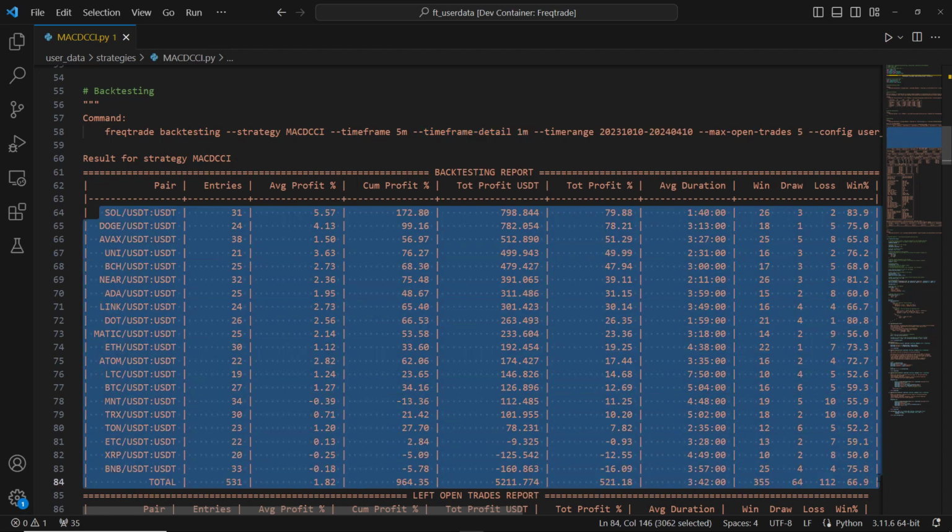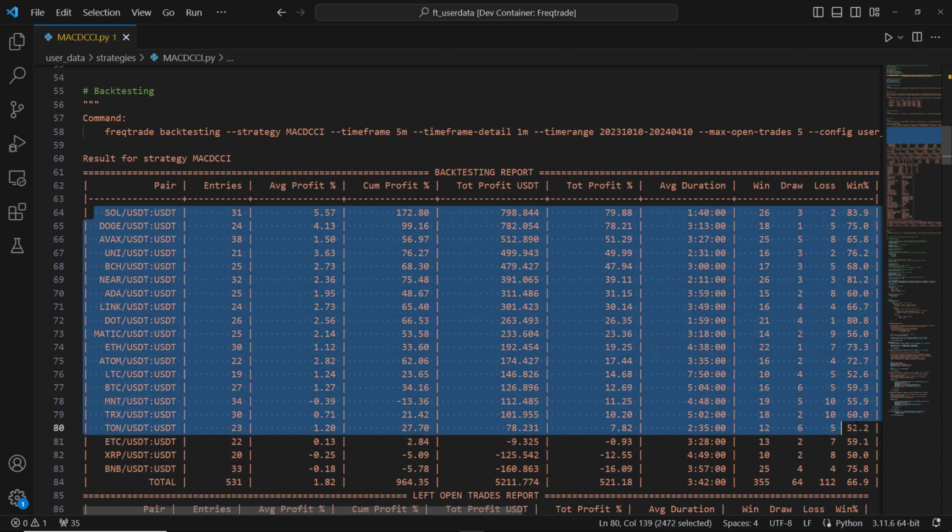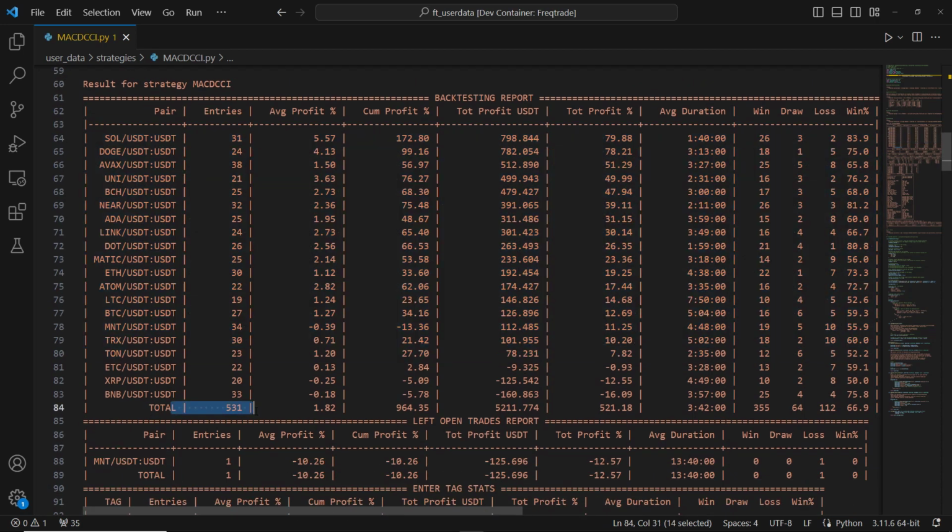A review of the backtesting results indicates that 17 out of these 20 pairs are profitable. This is a promising indication of the effectiveness of our algorithm and its potential to generate returns in a live trading environment. Considering the total number of trades, we executed 531 trades throughout the backtest period. Out of these, approximately 66.9% were winning trades.